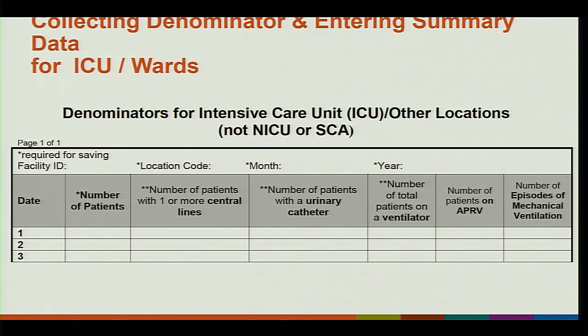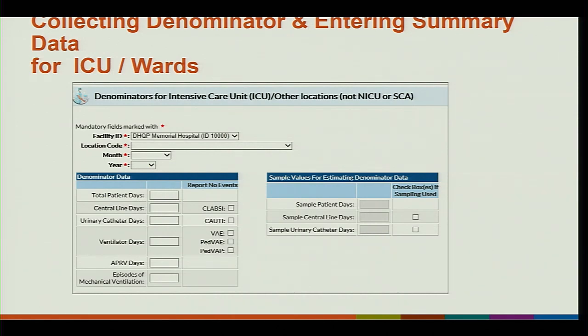This is your denominator form for your intensive care unit and other locations, not including your NICUs or your SCAs. This is the same information in the NHSN application. You will want to provide a sum of your total patient days and central line days for the month. If you have no CLABSI events, be sure to check the no event box under CLABSI.